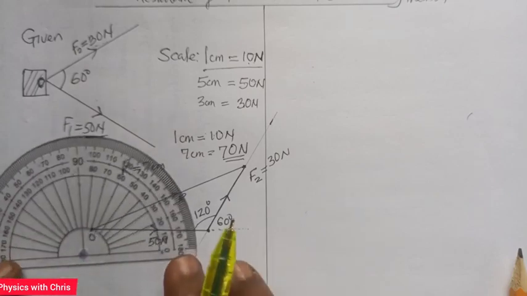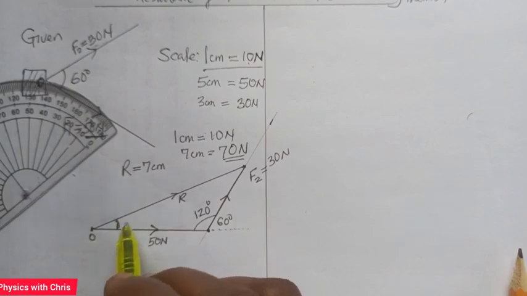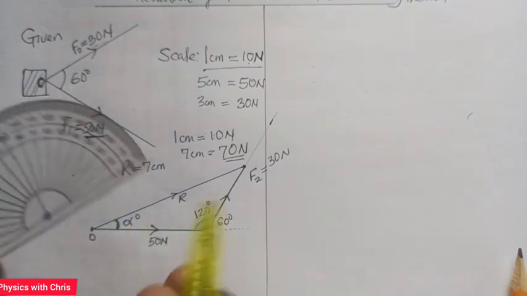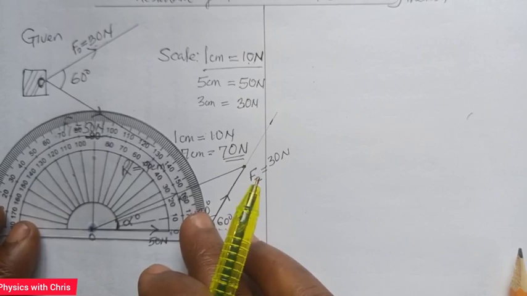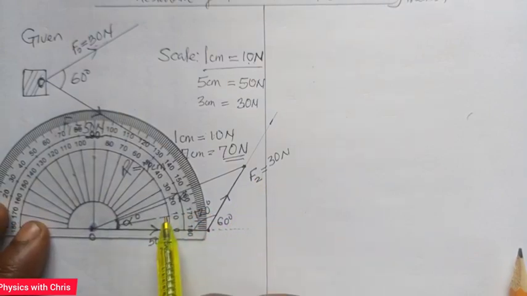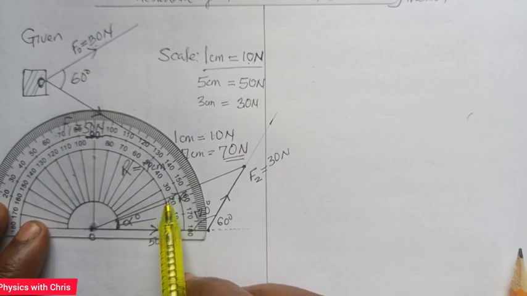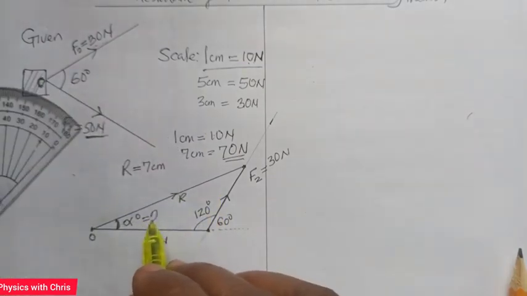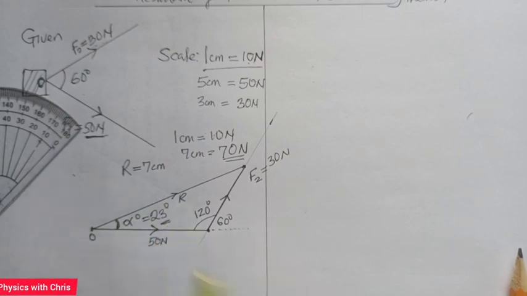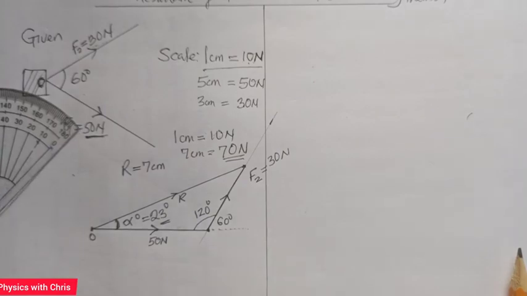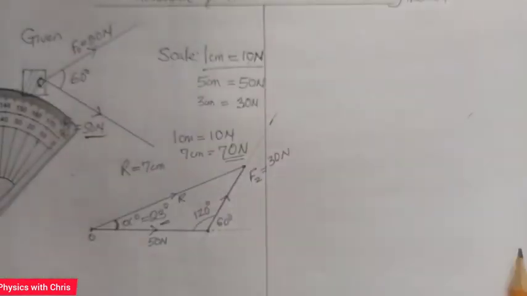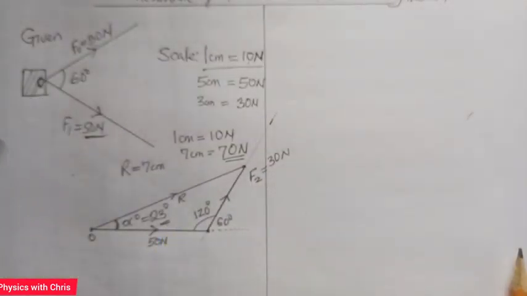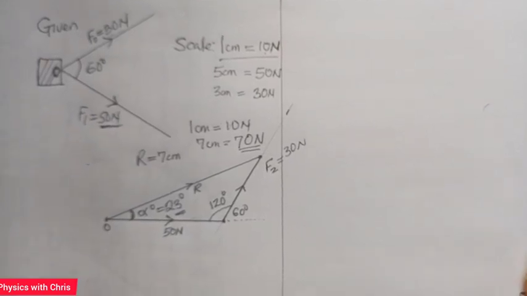To find the direction, alpha, of the resultant vector, it is this angle. I can quickly measure that using my protractor, which you know how to do now. You keep it like this. This is 10, this is 20, this is about 23. So my alpha gives me about 23 degrees roughly, which is similar to the 22 we got. The one I solved with the calculation method, I got 21.7, which is roughly 22. This one is giving about 22 or 23, approximately 23 degrees. So that is the direction of R.